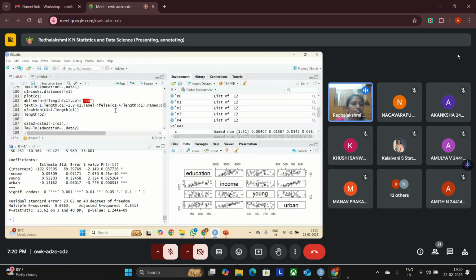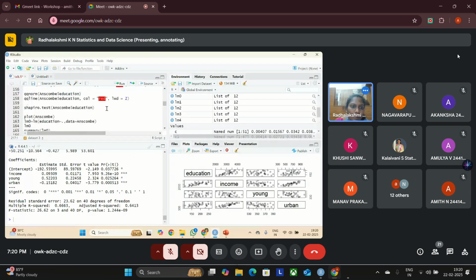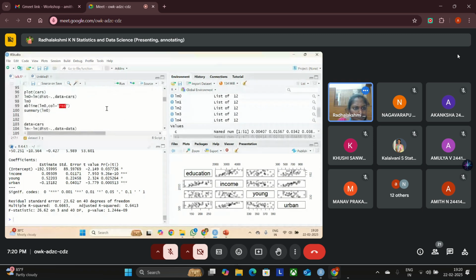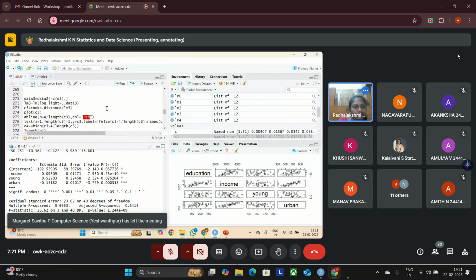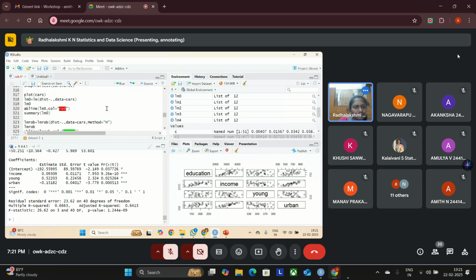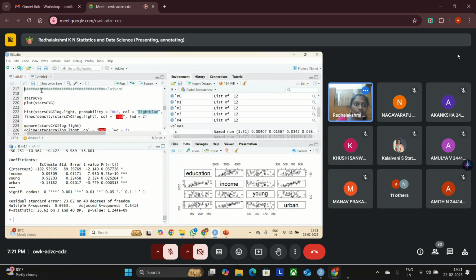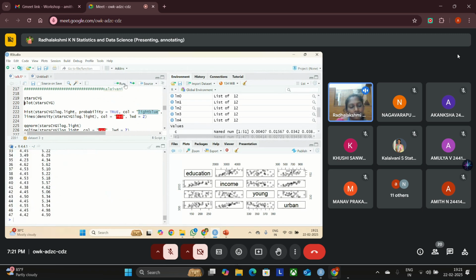The first ma'am has done this for the star CYG data set and also for the Anscombe data set. I'm again dealing with the star CYG data set. What is the description of this data set? It has 47 observations, which are the stars in the direction of Cygnus. Your dependent variable is log dot light and your independent variable is log dot temperature. So based upon the temperature, we are going to predict the log light intensity.